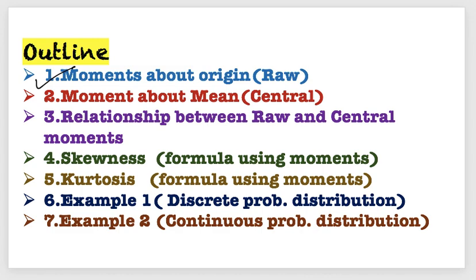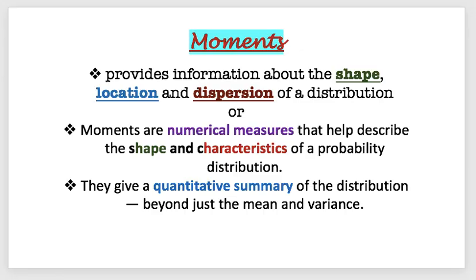I'll discuss the moment about origin, the moment about mean, and the relation between these two moments. We will discuss the skewness and kurtosis concepts, and I'll also cover two examples. One is for a discrete distribution and the second one is for a continuous distribution. So let us see what we mean by the moment.